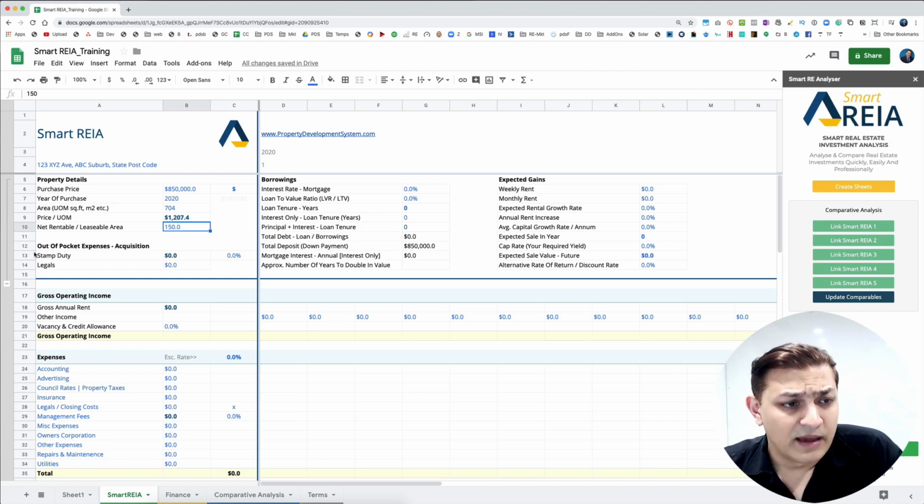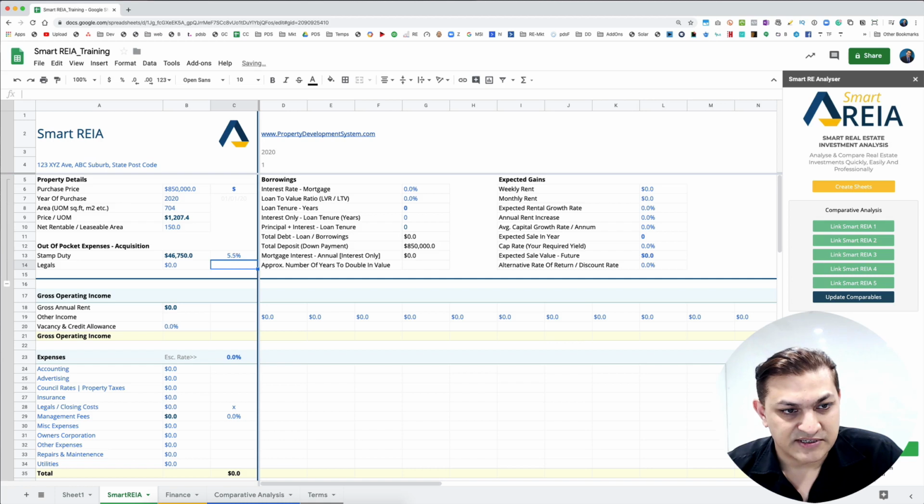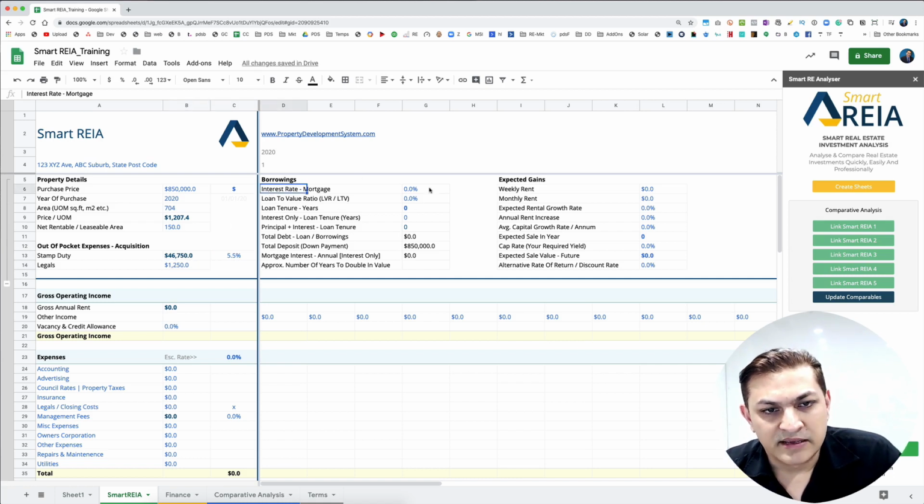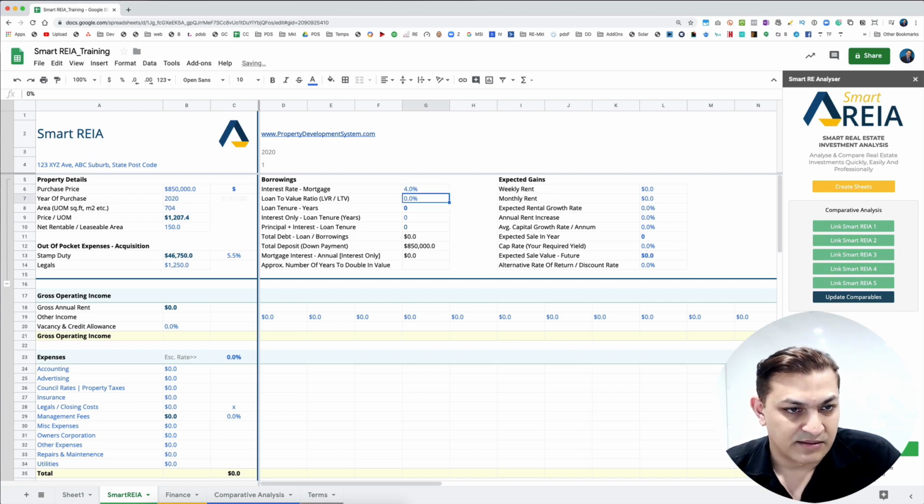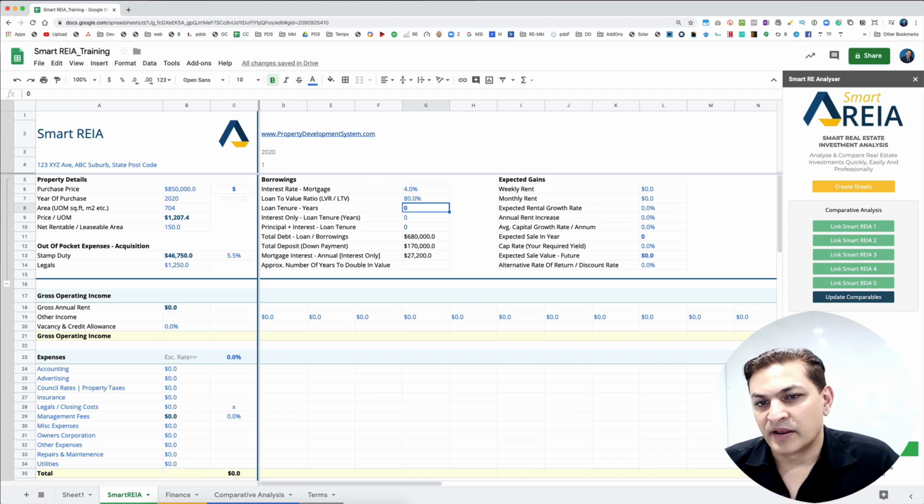Because we are from Australia, we have stamp duty. So in here, I can put in 5.5% as my stamp duty. My legals, I know it's going to be about $1,250 when I settle on it. And when I go and get the interest, right now it's pretty good, so I can just put in 4%, for example, just a round number, and I should be able to borrow about 80% of that. And my loan tenure, this is the number of years you will have that mortgage for.